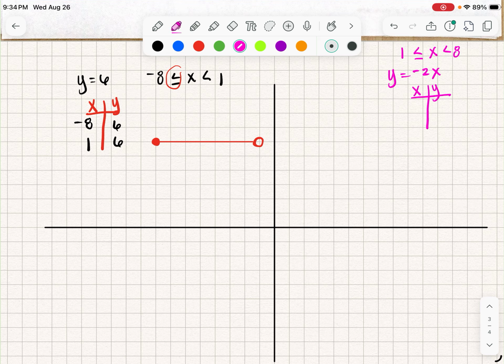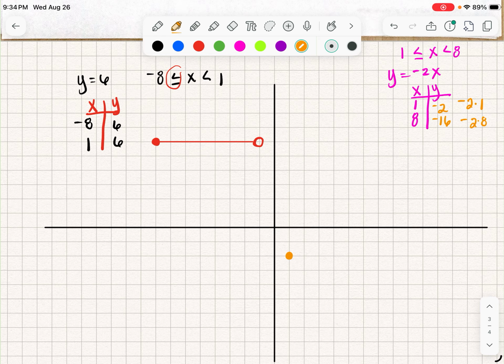Going back to the second piece, I've got to use the 1 and 8, and you're multiplying both of them times -2. So -2 times 1, and then -2 times 8, which is where that -16 comes in. So the 1 is a closed circle. So 1 and -2 is going to be here.